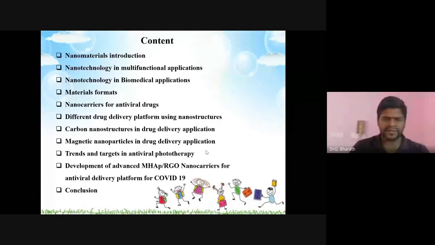So this drug delivery platform also I'm going to discuss, and then trends and target in antiviral phototherapy, and then finally the recently developed magnetic hydroxyapatite and RGO nanocomposite, how this material is useful for drug delivery application, and how all these materials, especially these carbon nanomaterials and semiconducting nanomaterials, are useful against recent viruses, especially COVID-19, how we may apply this material for COVID-19 treatment or control, and then conclusion. So these all are the overall presentation I'm going to discuss with you all.